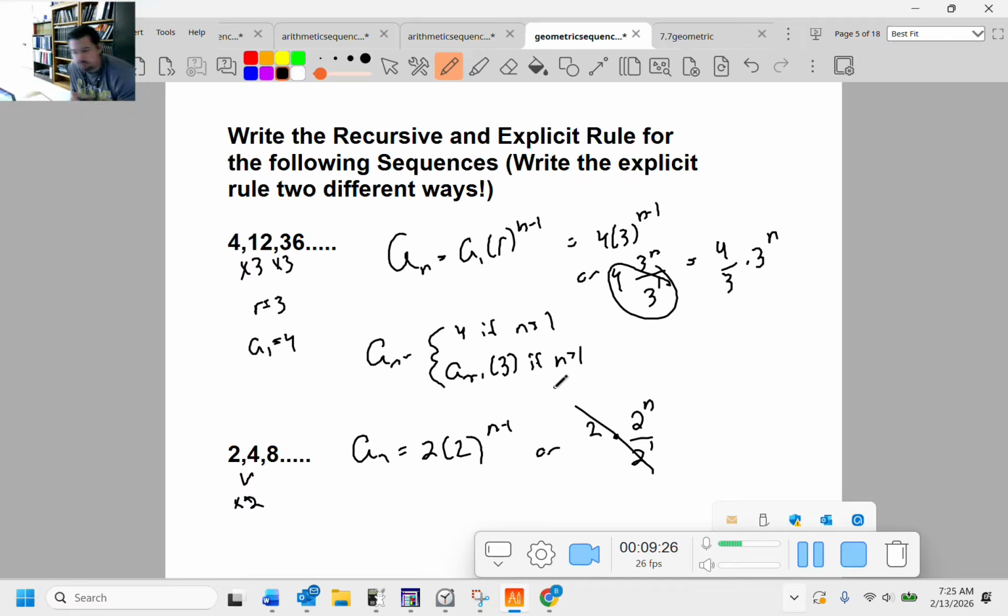They both work, okay? Your recursive rule, again, the recursive rules are ridiculously easy. You just plug stuff in. Your 2 if n is 1, and you're the previous term times 2 if n is bigger than 1.